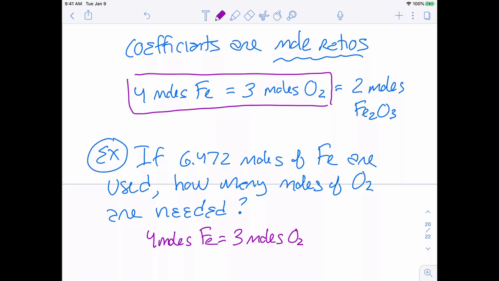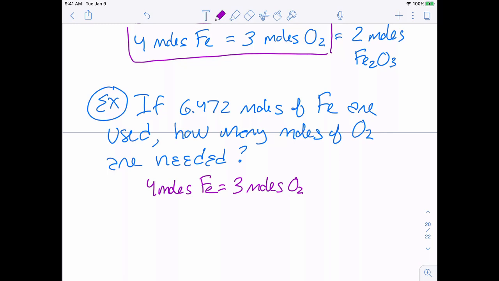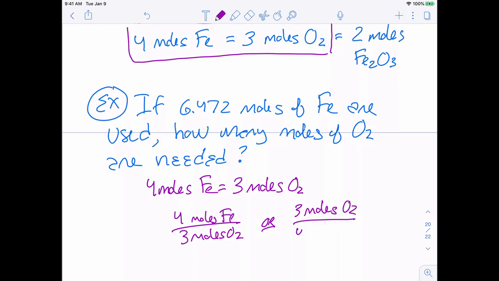And then we're going to solve this problem just like we did when we were converting between units. I'm going to use dimensional analysis. Remember, dimensional analysis is where we use equalities. So 4 moles of iron is equal to 3 moles of oxygen. That's an equality, right? Those two are equal to each other for this equation in the form of a fraction. So 4 moles of iron over 3 moles of oxygen, right? Remember, if you have an equality in the form of a fraction, it's just equal to 1. And that would be the same thing as 3 moles of oxygen over 4 moles of iron, right?